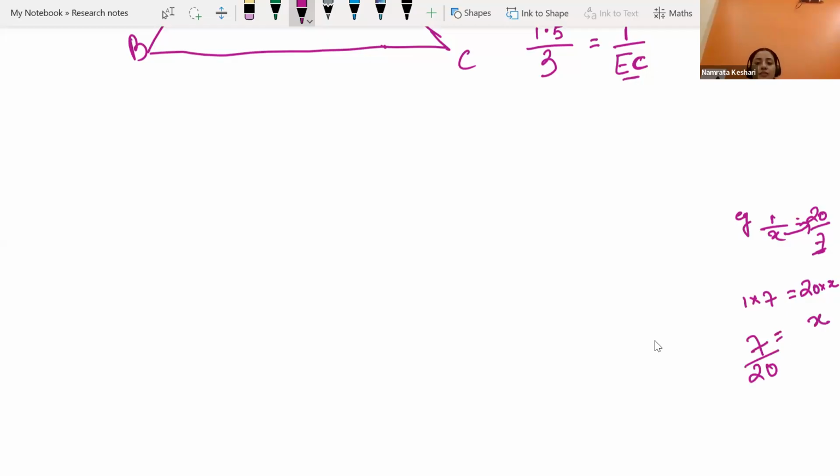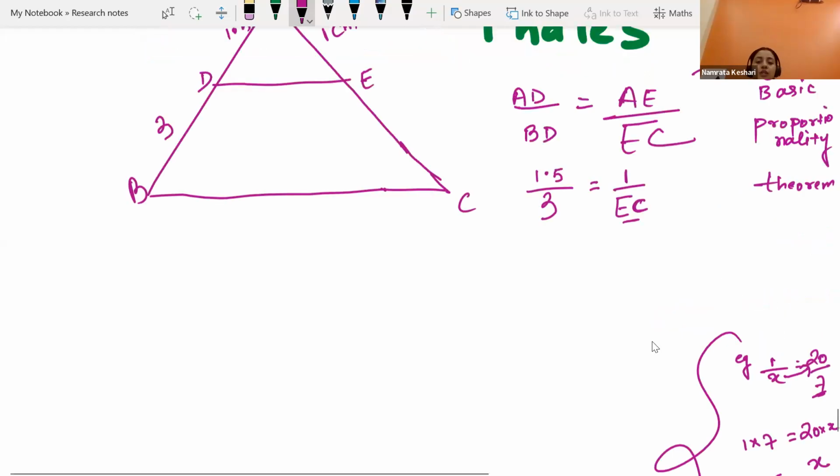For our question, first we need to bring this EC into the numerator. It is sitting in the denominator. So let's take it to that side. Here it is in division, on that side it will be in multiplication.